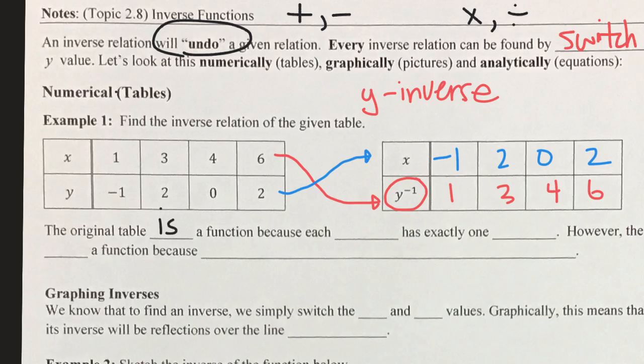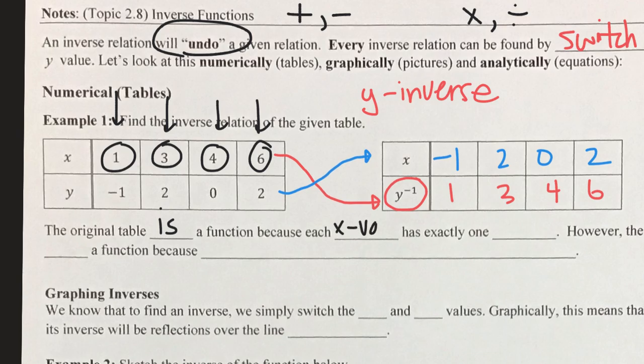Okay? So in order to decide whether it's a function, we're looking at the x values. Do any of your x values repeat? And the answer is no. We have a 1, a 3, a 4, and a 6 because each x value has exactly one y value. Okay, that's the one-to-one property of a function, that every x value has exactly one y value. However, the inverse is not a function.